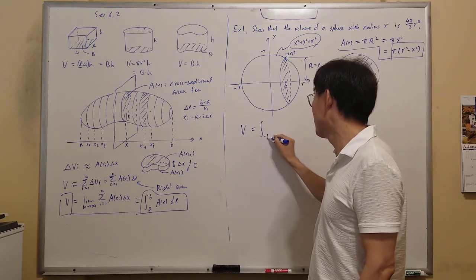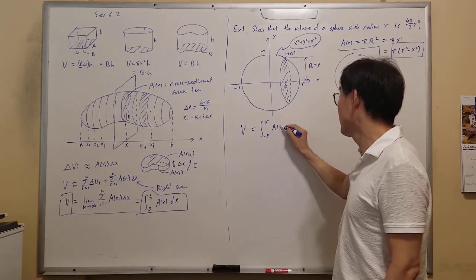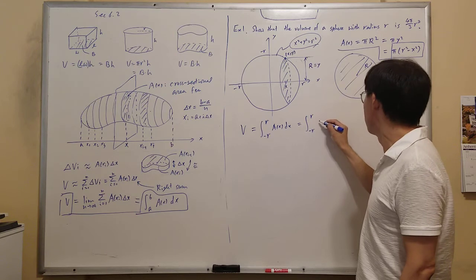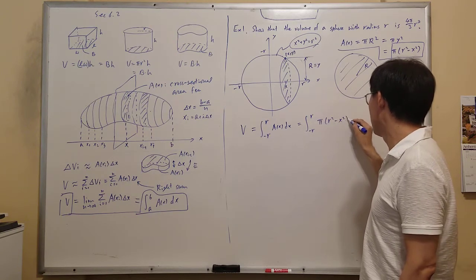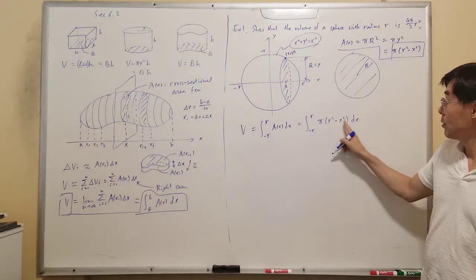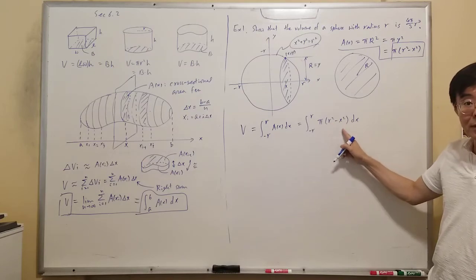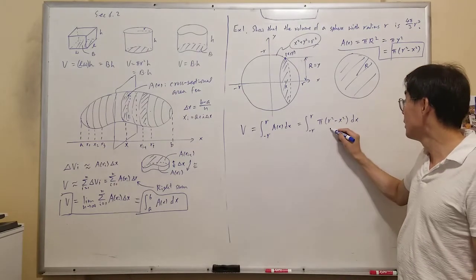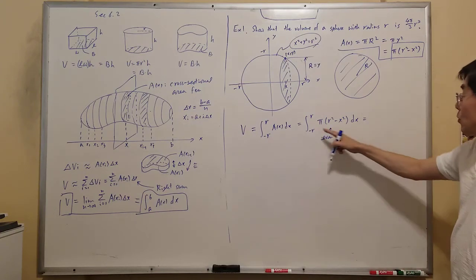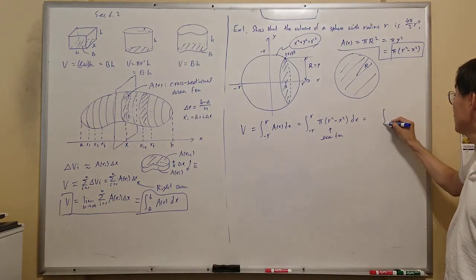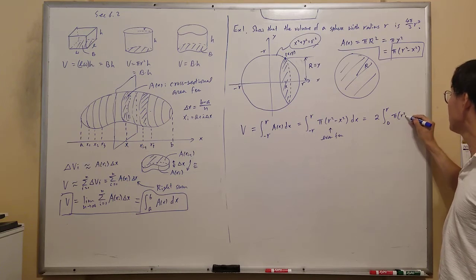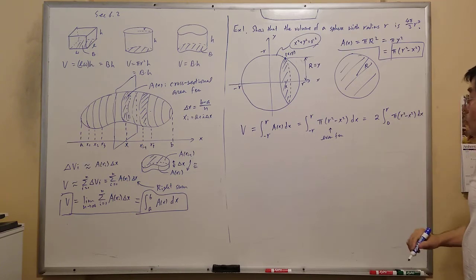So volume should be the integral from minus r to r of A of x, the cross-section area function, which is pi times r squared minus x squared dx. Now this is an even function, because if you put minus x instead of x, you get the same thing. It has y symmetry. When you integrate an even function over a symmetric interval, you just integrate from 0 to r, the right half only, and make it twice. Make it double.